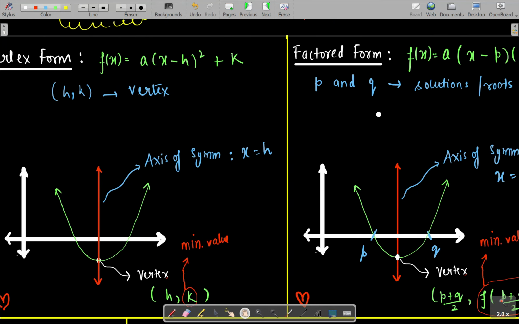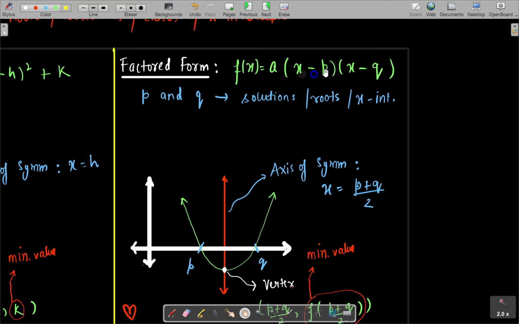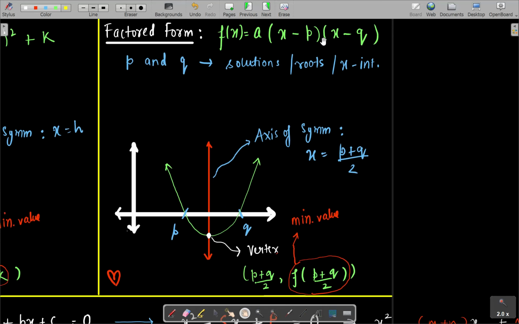The factored form is given by f of x is equal to a times x minus p times x minus q. And this form, I love this form. Here, p and q are actually the solutions of the quadratic equation or the roots of this function, or they are the x-intercepts. So if we draw the graph of this equation, you see I marked p and q. P and q are the x-intercepts.